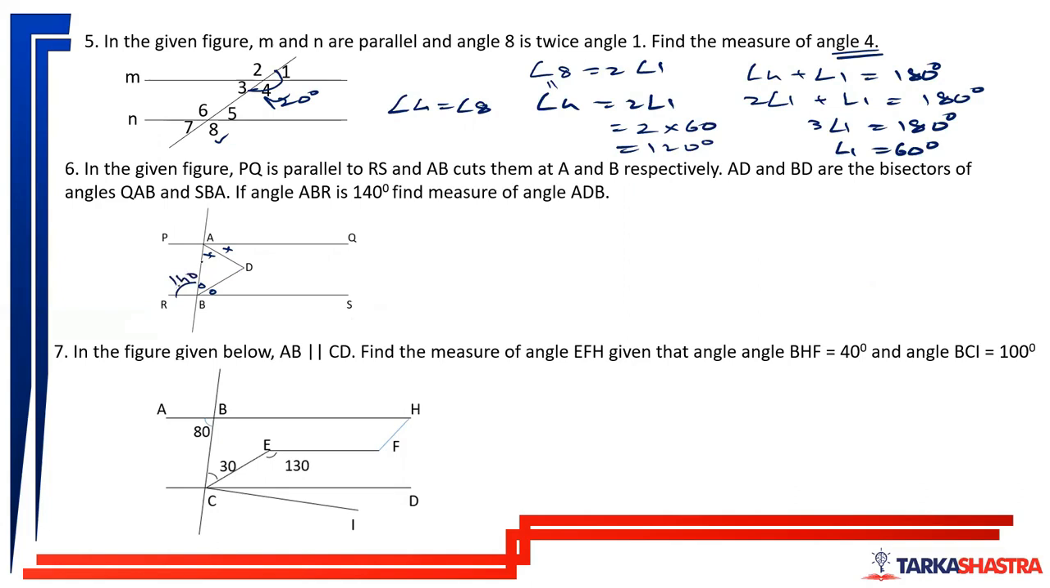If this is 140, this complete QAB will be 140. Why? Because these are alternate angles. And if this angle is 140, this angle will also be 140. Why? Because they are alternate angles.